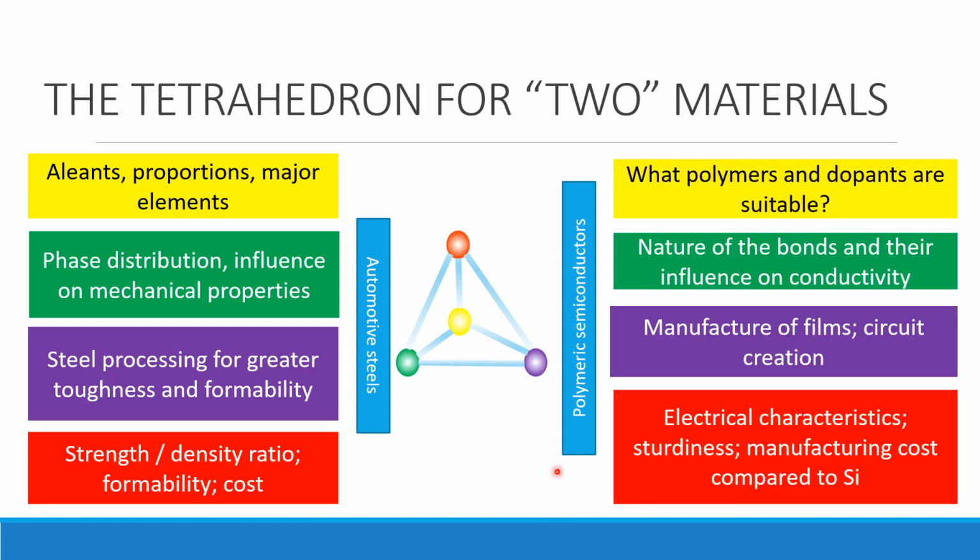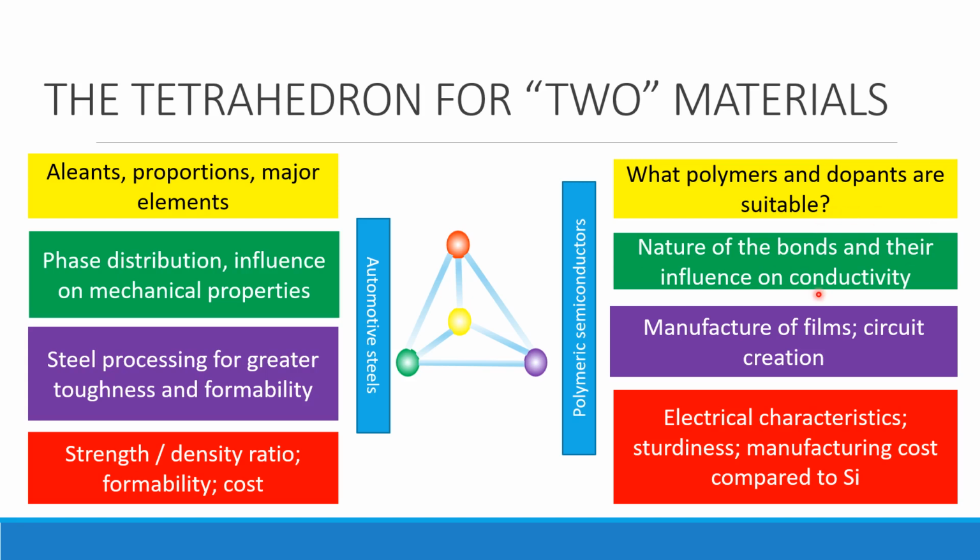Now, a polymeric semiconductor. Of course, not all polymers are adequate to fabricate a polymeric semiconductor. Then we must check what polymers and which dopants are suitable for fabricating such a material. Also, we must consider the nature of the bonds and their influence in the properties, and in particular, since we are focusing on polymeric semiconductors, the influence on the conductivity of the material.